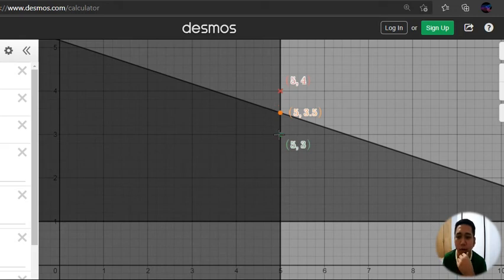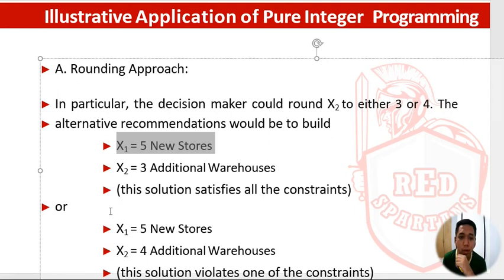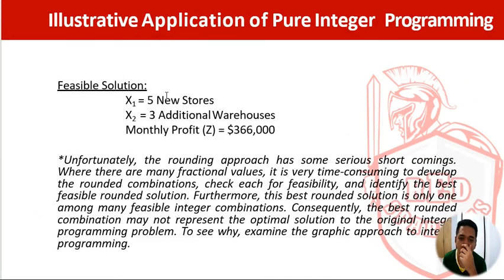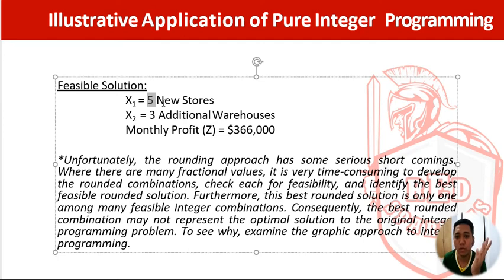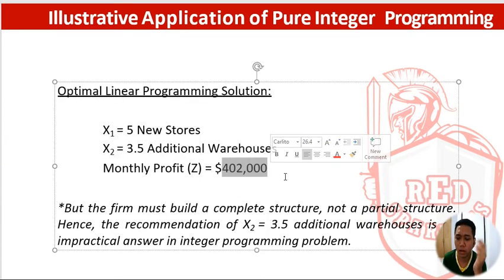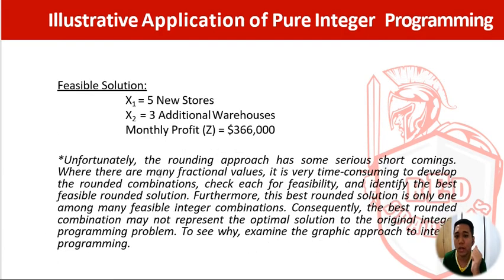Using the rounding off approach, what we will choose is to create 5 stores and 3 warehouses. That is one of the most basic uses of the rounding off approach. We can use that. The concern is, if we do that and consider 5 new stores and 3 additional warehouses, it is easy, right? We could have a monthly profit of $366,000. Compared to our first answer of $400 something, the difference from rounding off is already large. So we need to analyze it.